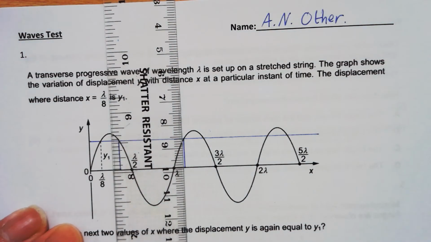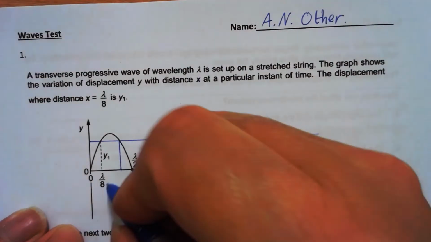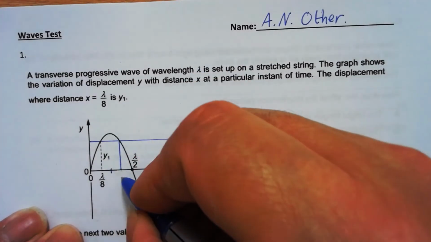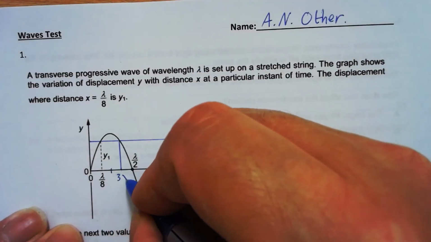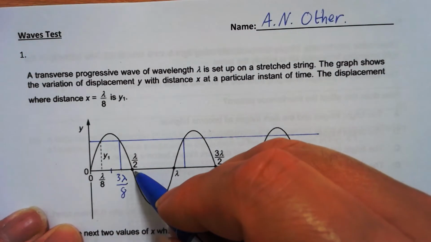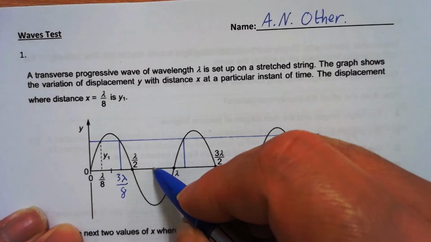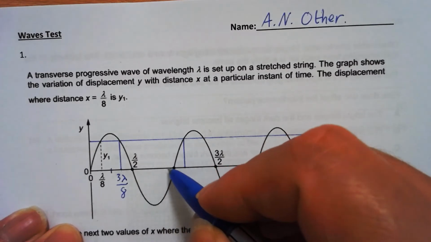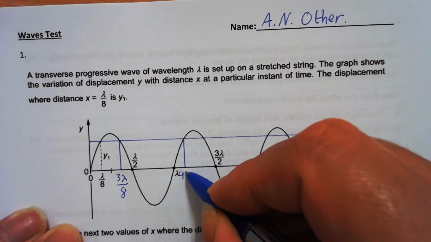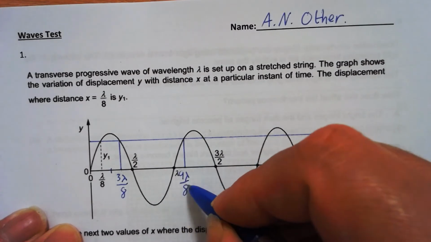So if we think about it, here that's an eighth of a wavelength. That's going to be about a quarter of a wavelength, or 2/8. So that's going to be 3/8 of a wavelength. So 4/8 is a half, 5/8, 6/8 is 3/4, 7/8, 8/8 is 1 wavelength. So this will be 9 wavelengths over 8.